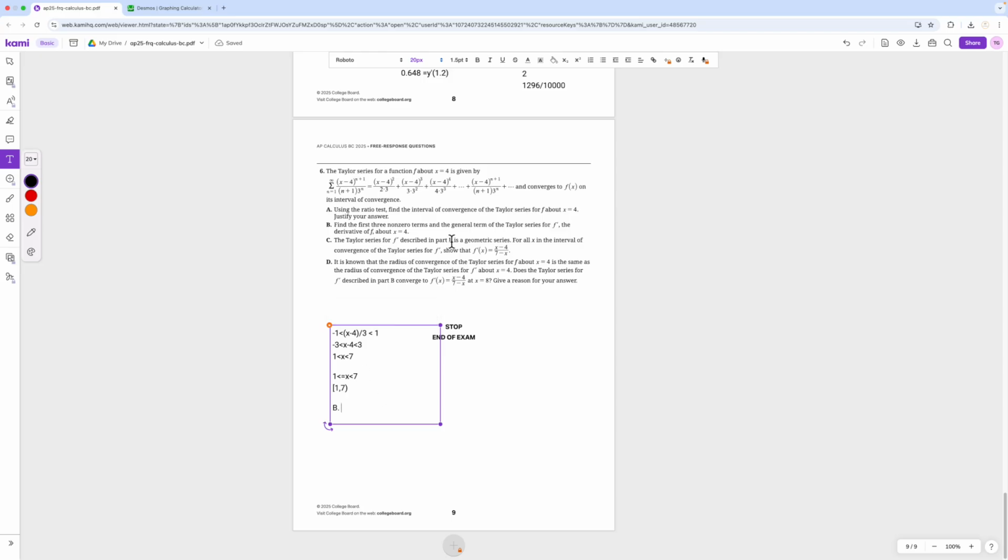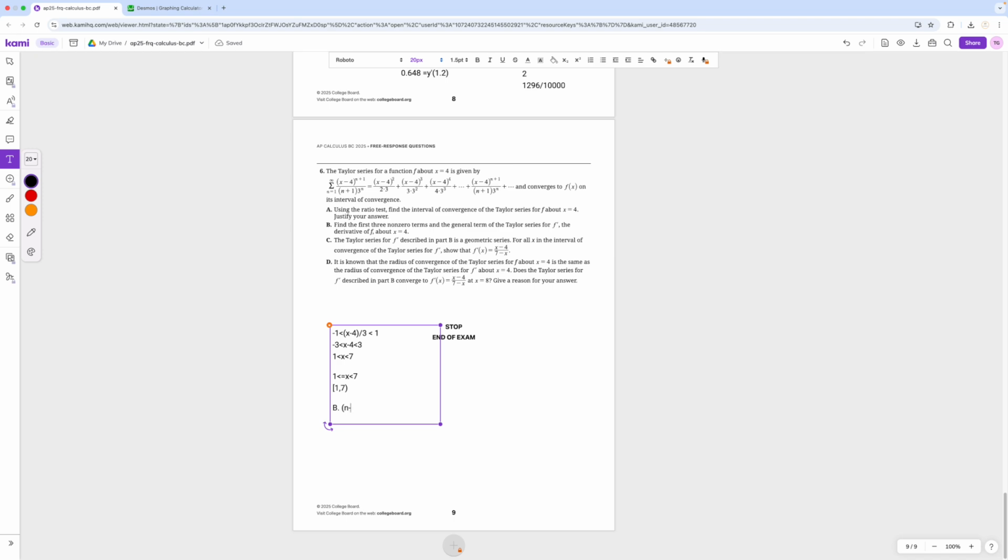Find the first 3 non-zero terms and the general term of the Taylor series for f prime. Well, how do we do that? One simple thing you can do is, you notice the x term is here. You just take the derivative here. Remember your simple power rule: you take the exponent, you bring it to the front, and you subtract 1 from the exponent. So let's do that here.